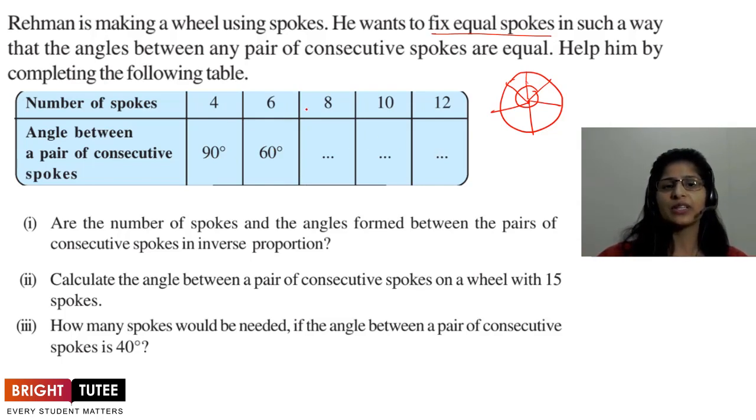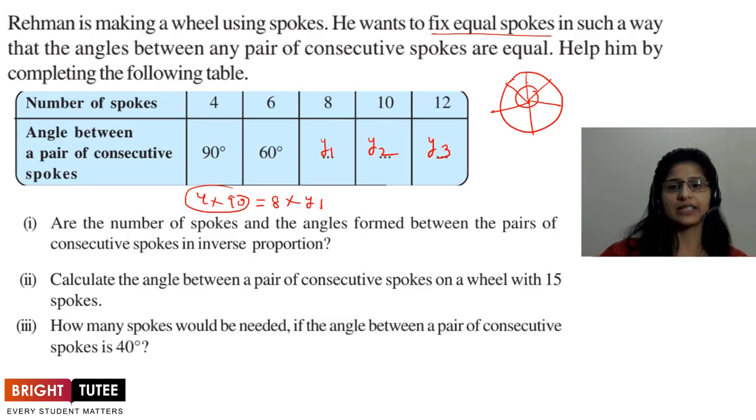Now you see, when you increase the number of spokes, the angle will decrease definitely for each part. So it is an inverse proportion case. Now 4 into 90 can be equated to 8 into y1, and let's consider them as y1, y2 and y3. So can we calculate it? Definitely. So just see, 4 into 90 is equal to 8 into y1. So 4 into 90 gives us 360. 360 will be divided by 8 in this case, by 10 in this case, by 12 in this case.